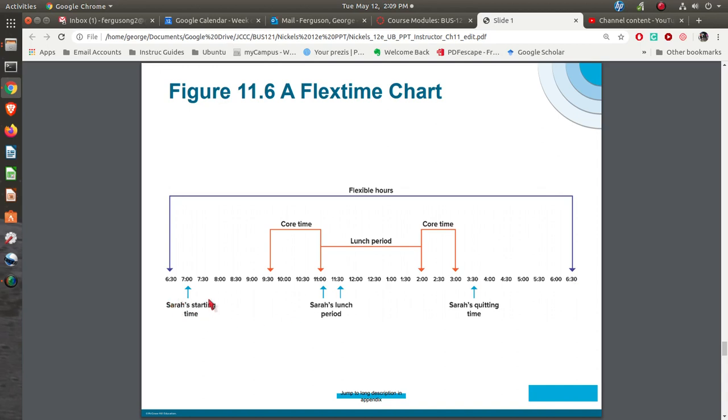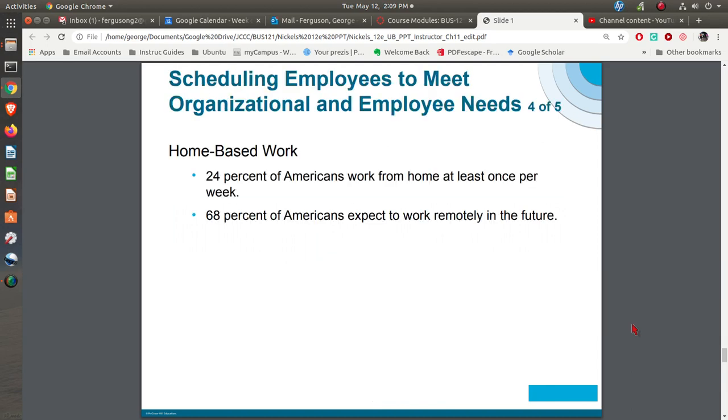So for example, in this situation, Sarah decides to start at 7. She takes her lunch during this time frame because everybody has to be working during the core time, and she leaves at 3:30. John might decide to come in at 8:30, take his lunch between 12:30 and 1, and then leave at 5. So with flex time, people have the opportunity to make some choices as far as when they come in. Maybe it's for childcare, maybe it's for transportation issues, things like this.